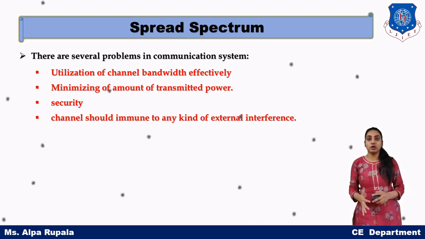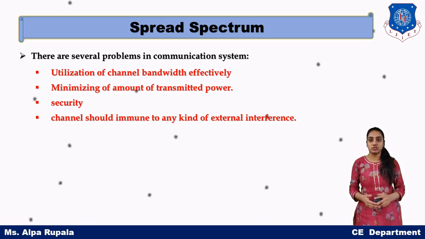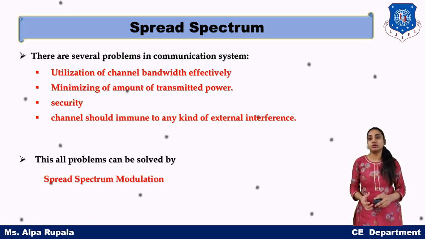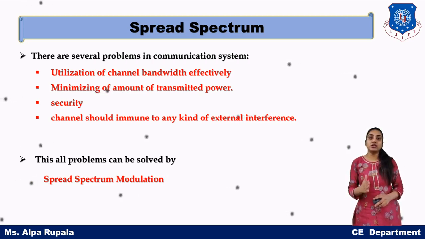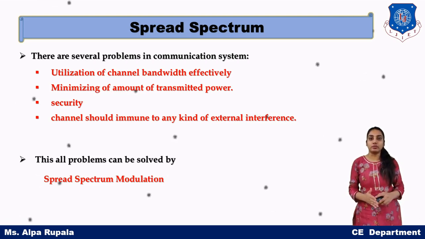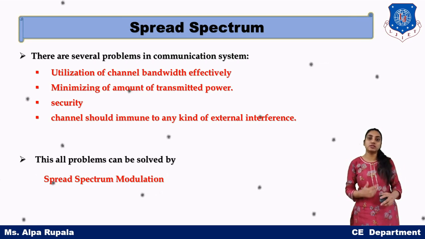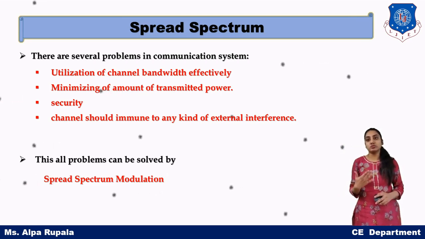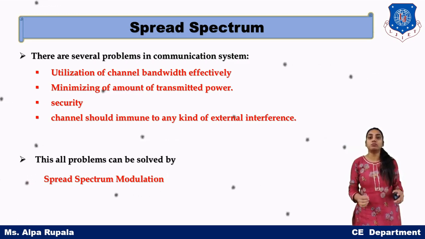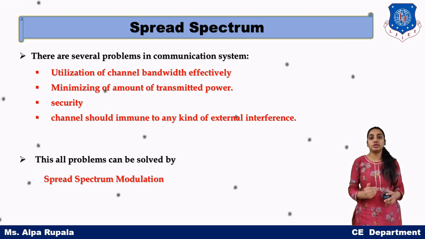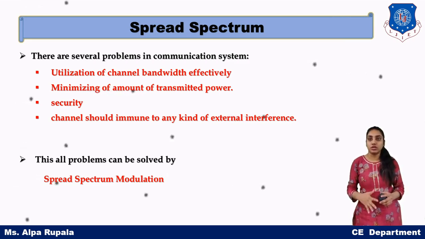So basically these are all problems in communication system, and the answer to all these problems is spread spectrum modulation. It means we are spreading our signal into the broad bandwidth. The first is we are not utilizing our channel bandwidth effectively. So what is our spread spectrum signal doing? We have a very low or narrow bandwidth signal. We are spreading that signal into the available bandwidth, so our signal will behave like a pseudo random noise signal. So the efficient utilization of bandwidth will be done.